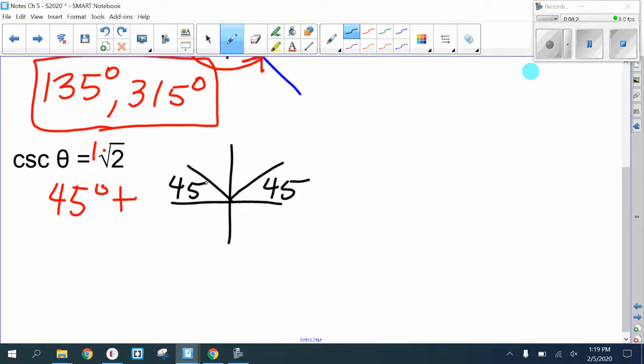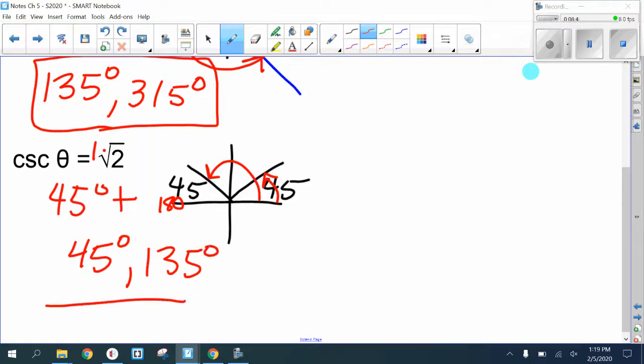First quadrant should be easy, because it is what it is, 45 degrees. Second quadrant, you would just take 180 minus 45, and you're going to get 135 like we did before.